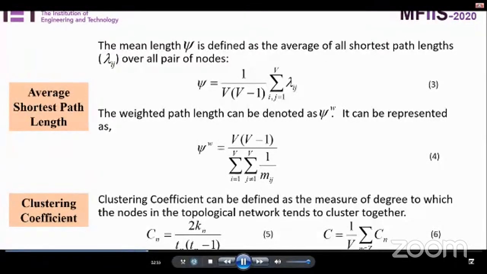The clustering coefficient gives the measure of the average closeness between nodes in a graph, or we can say that it measures the degree to which the nodes in a network tend to cluster together, and this can be represented by equations 5 and 6.